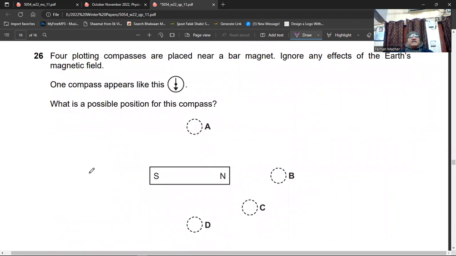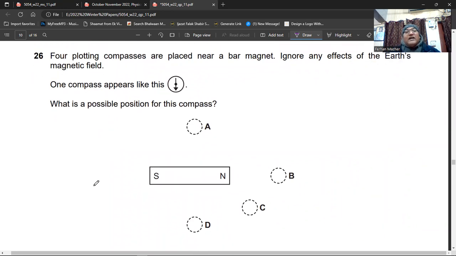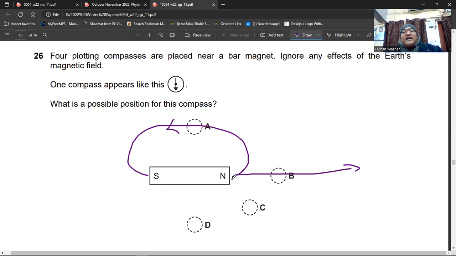He says four plotting compasses are placed near a bar magnet. Ignore any effect of the Earth's magnetic field. One compass appears like this. What is the possible position of this? So here the magnetic lines are going in this way, here the magnetic lines are going in this way, and here as well. So this is the direction of the magnetic lines.